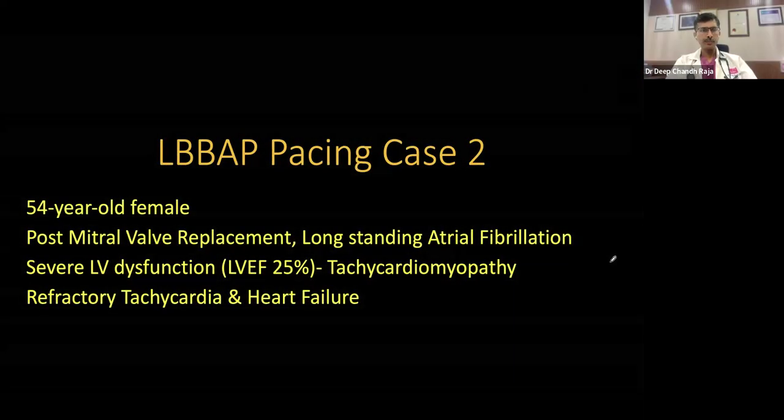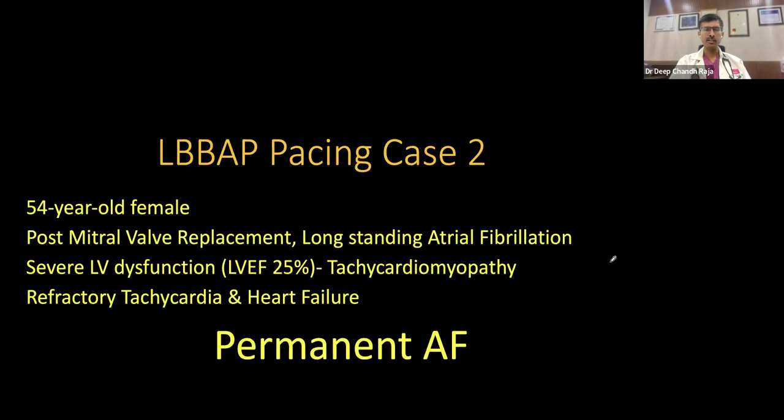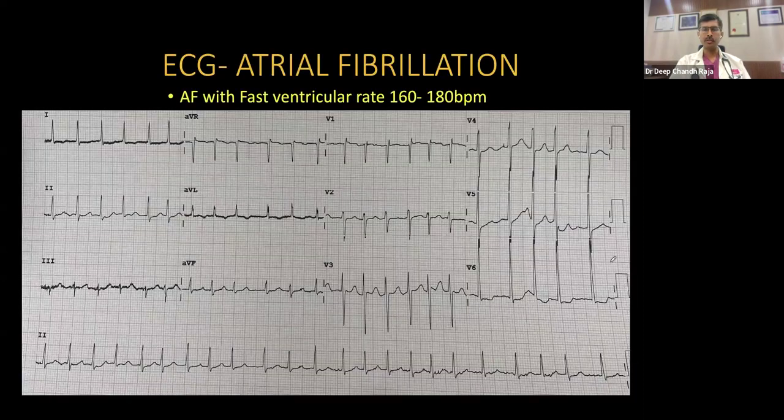Thank you. There are a few more interesting cases coming up. This is a 54-year-old female who had a mitral valve replacement surgery in the past, long-standing atrial fibrillation, and severe left ventricular dysfunction. All other comorbidities were ruled out, no coronary artery disease, so we are possibly attributing the left ventricular dysfunction to the atrial fibrillation. This is permanent atrial fibrillation with failed cardioversions that we are looking at here, with refractory tachycardia and heart failure.